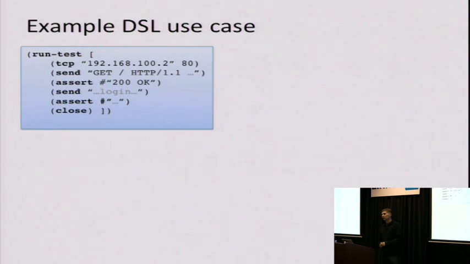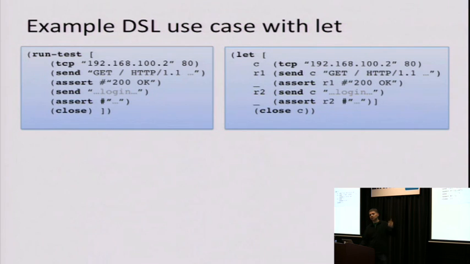So how can we implement it in Clojure? The first approach is we expose in the DSL the entire language, so Clojure itself, and we wrap it into a let statement. So the TCP function returns a connection. The connection I pass as an additional argument into my send function, which returns a response. They are passed into the assert, and so on. This is a relatively simple snippet, so you see what's going on.